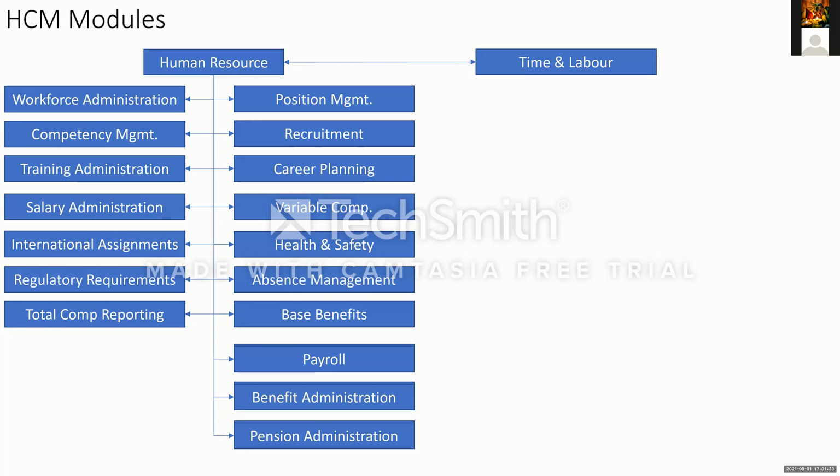Then comes competency management. We are not going to use all the modules here, only certain modules. So competency management, training administration, salary administration, international assignments, regulatory requirements, total comp reporting, position management, recruitment, career planning, variable compensation, health and safety, absence management, base benefits, payroll, benefit administration, pension administration, and also time and labor. These are the modules in the HR system. Do we need everything for payroll? No. But do we need certain modules for payroll? Yes, that is workforce administration, which is core HR.